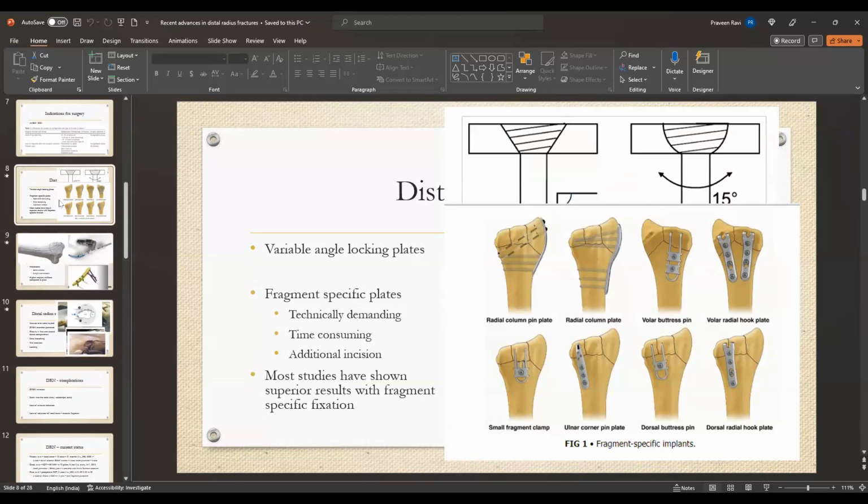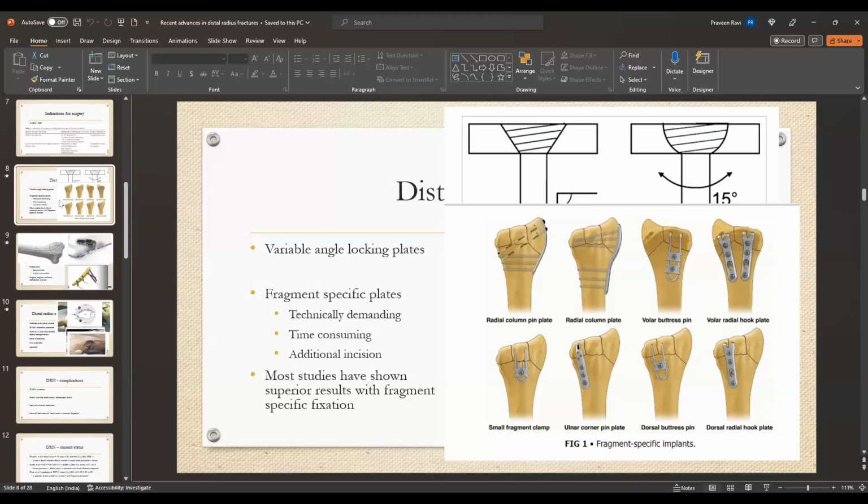The most important problem is with patients who are involved in loading activities, especially manual laborers or people involved in gym activities where they load the wrist, and those are the people who are going to have some amount of arthritis in the wrist if there is incongruity. Column plates should be restricted to people who are involved in loading activities of the wrist joint.